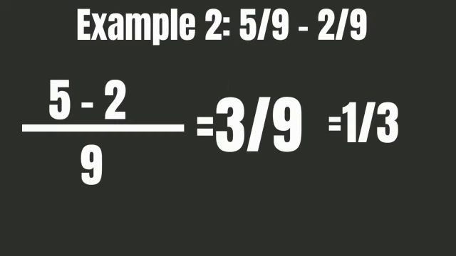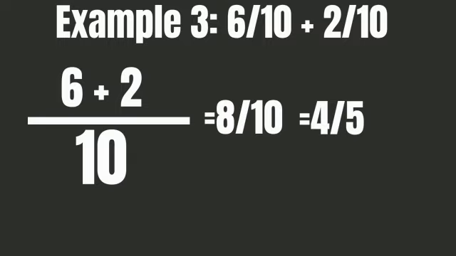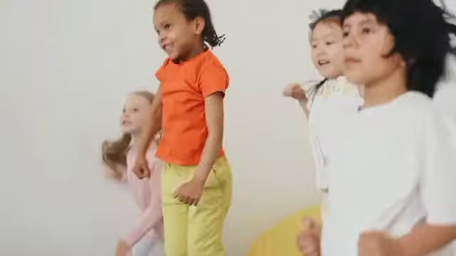Example 2. 5 over 9 minus 2 over 9 equals 3 over 9, and we can simplify to 1 over 3. Example 3. 6 over 10 plus 2 over 10 equals 8 over 10, which simplifies to 4 over 5. See, fractions aren't scary at all.